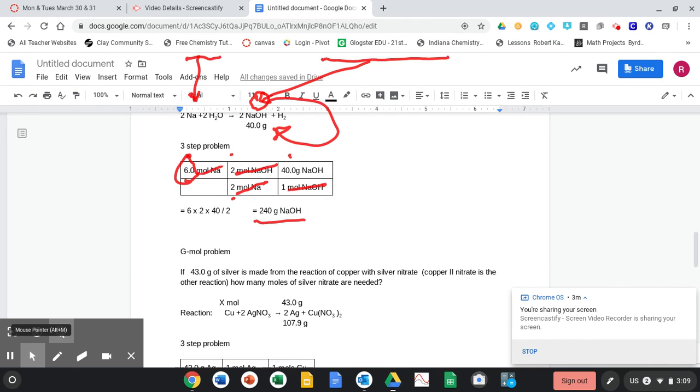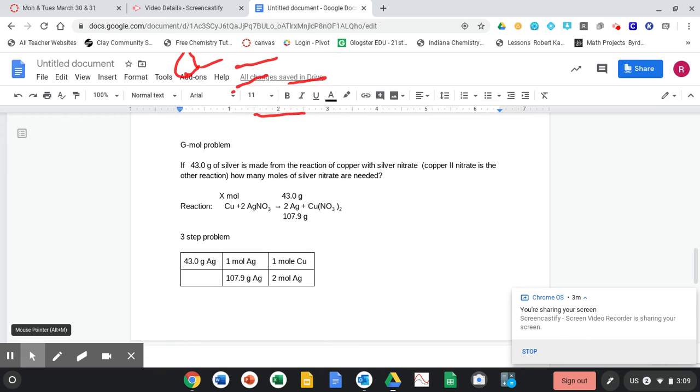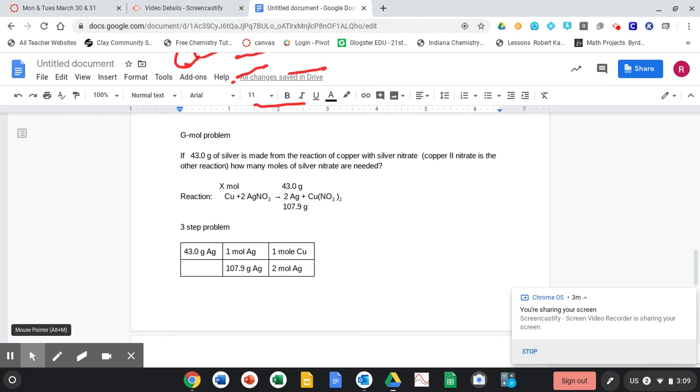Let's finish up this video with a gram-mole problem. In a gram-mole problem, we are given 43.0 grams of silver made from a reaction of copper with silver nitrate. It does tell you copper 2 nitrate is the other reactant. In worksheet 1, it was copper 1 nitrate. Some of you put copper 2 nitrate. How many moles of silver nitrate are needed?